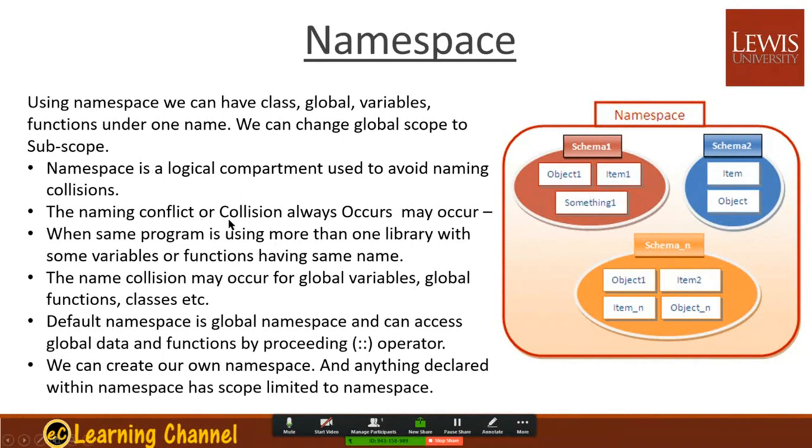Naming conflicts and collisions may occur when a program is using more than one library with several variables and functions having the same name. The name collision may occur for global variables, global functions, classes, etc. The default namespace is the global namespace, and we can access global data and functions by providing the double colon operator as a scope specifier. We can create our own namespace, and anything declared within a namespace has scope limited to the namespace.